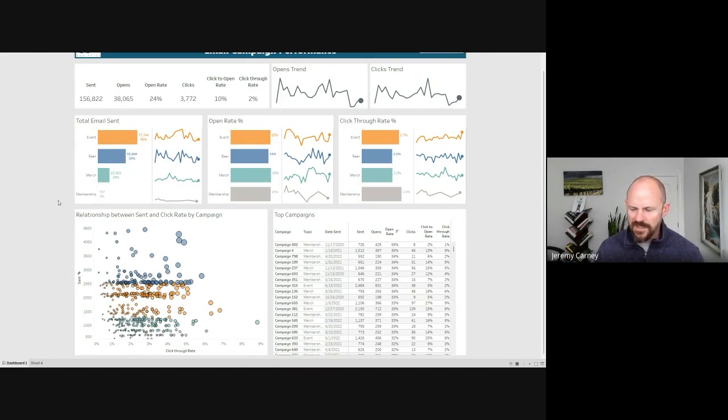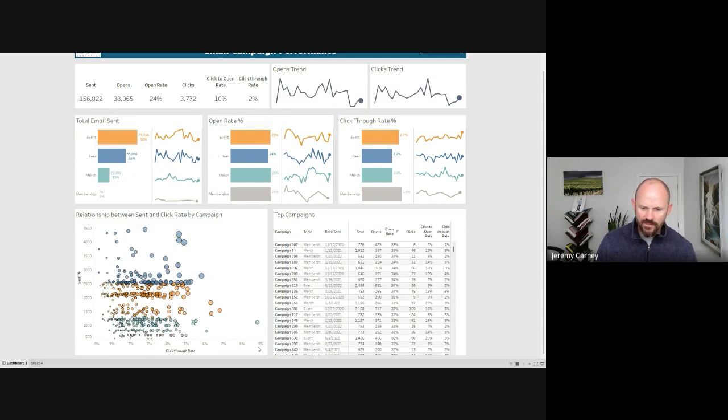Okay, so kind of the final one to look at, we're going to get into some more specific detail on individual campaigns. That's what this scatter plot is showing. It's the relationship between how many we are sending. So each campaign is a circle. And if we send a lot of emails in that campaign, it's going to fall in the upper part of this graph. So these are some of the big ones that had a lot of emails going out. And then down here, we're plotting what the click-through rate was.